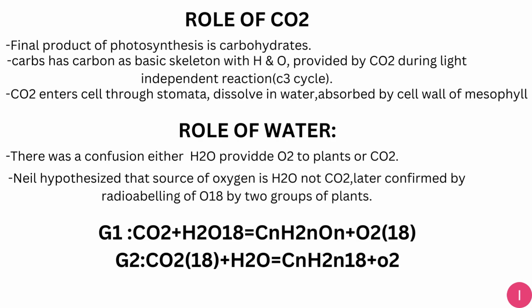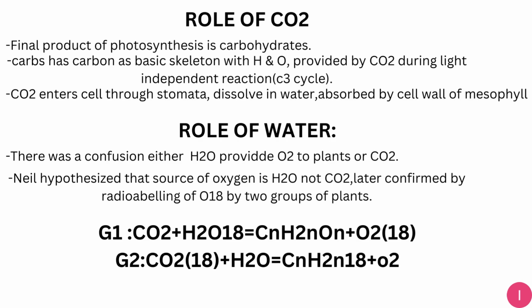Now in the second group of plants, G2, we reacted carbon dioxide with O18 isotopes plus simple water. We used simple carbon dioxide in group 1 and simple water in group 2. The result in group 2 is CnH2nO18n, means we got carbohydrates with isotopes plus oxygen, but the oxygen is in normal form. So you can clearly see in which reaction we got the simple oxygen O2: in the second reaction, G2.